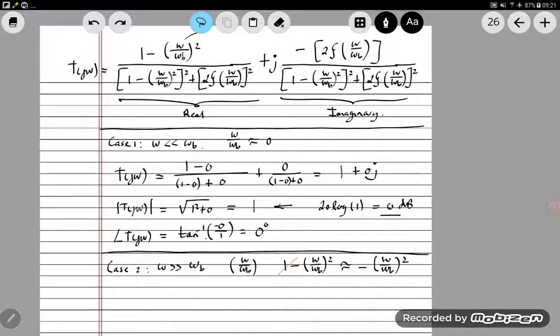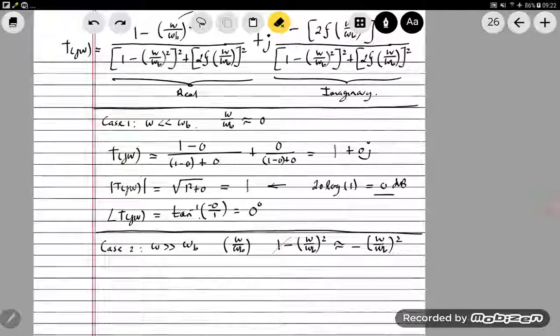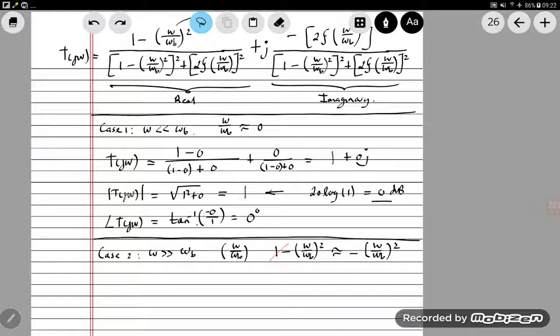Because we've got a lot of 1 minus omega over omega b squared terms in our frequency response transfer function, if we use this approximation, we can rewrite it. The numerator in the real part gets approximated by negative omega over omega b squared, and the first term in the denominator as well. So we've got negative omega over omega b squared, plus 2 zeta omega over omega b, and that all squared.